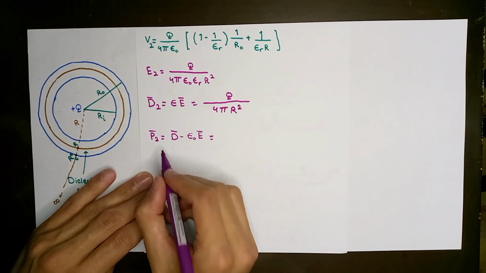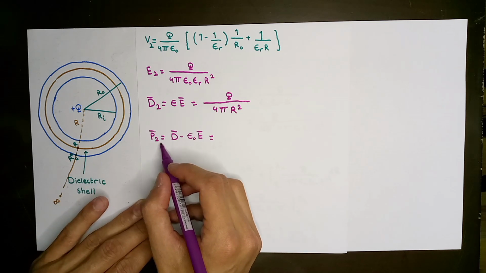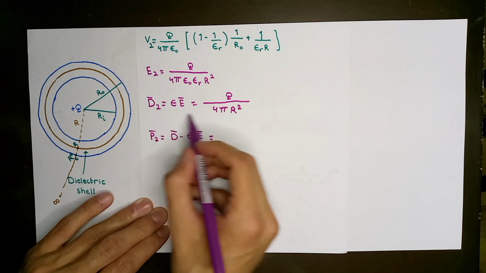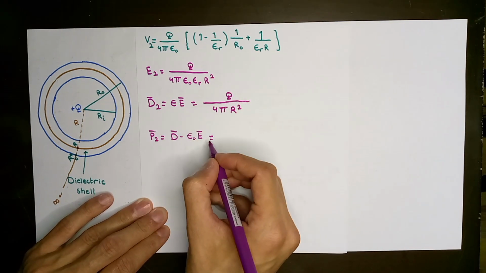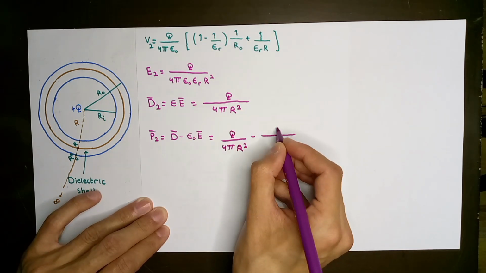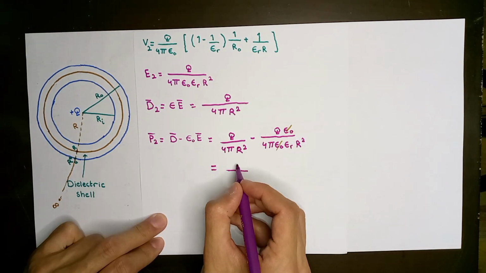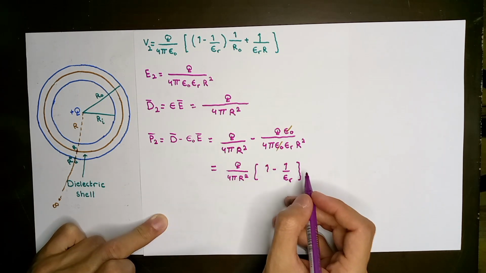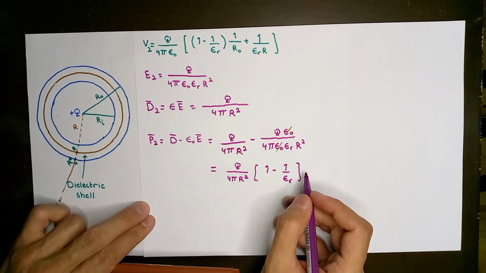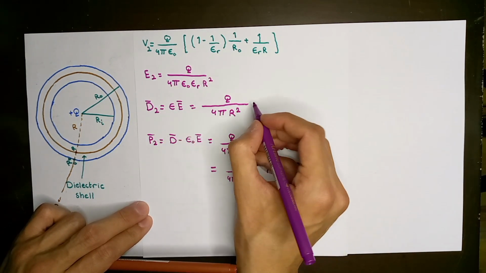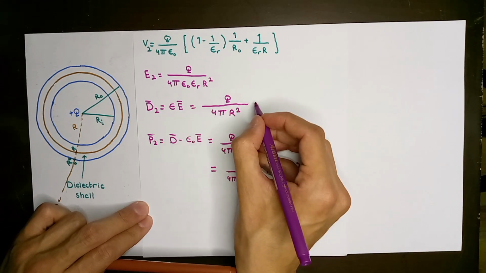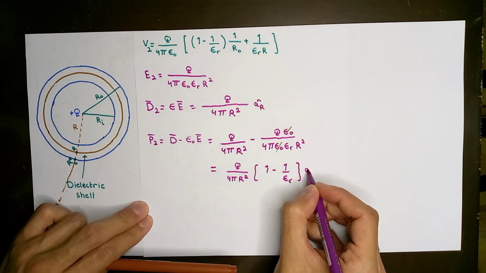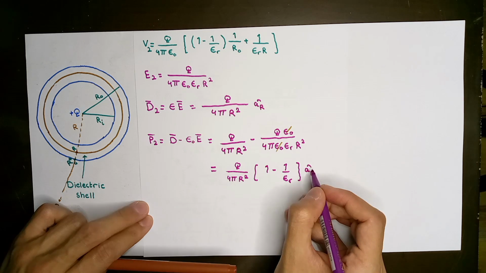Now let's find the polarization vector. The formula was determined previously. Just substitute the right hand sides of these two equations. And this is the final formula for the polarization. There's something I forgot to add. I said that both of these quantities are vectors. So the unit vector for this is the radial unit vector a sub r, and the same unit vector a sub r for this.